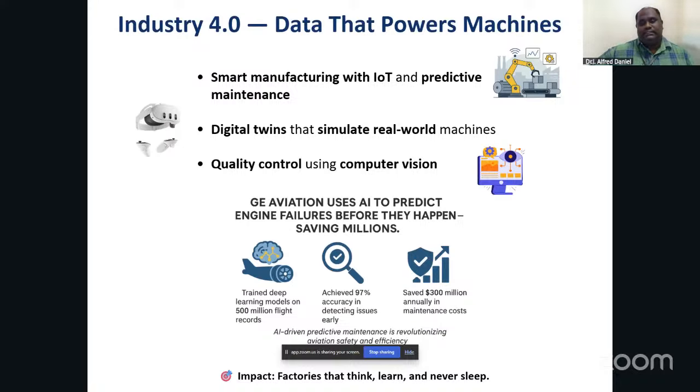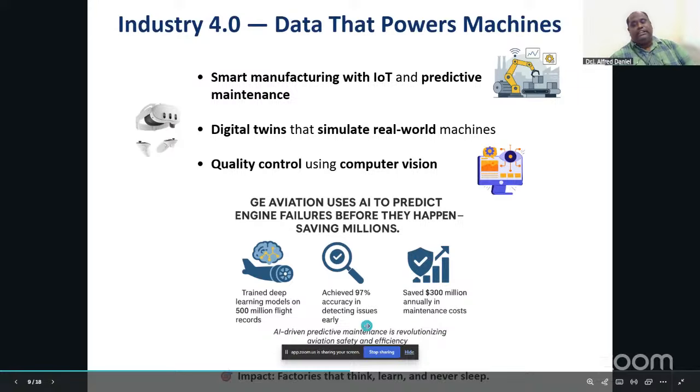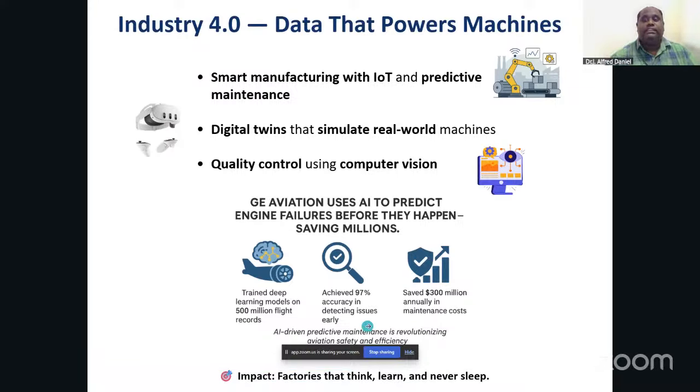Right. So next is the case study, which is pretty interesting, where we are aware of GE Aviation, which uses AI to predict engine failures before they happen, saving millions. GE Aviation trained a deep learning model on 15 million flight records, and they achieved 97% accuracy detecting issues earlier, and they have saved around 300 million annually in maintenance costs. So this is how data science plays a significant role in Industry 4.0.